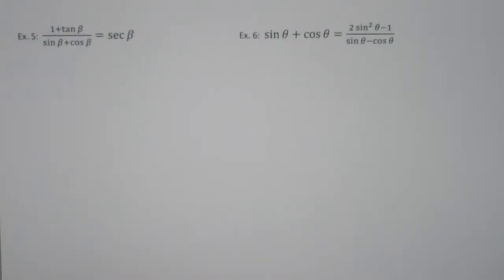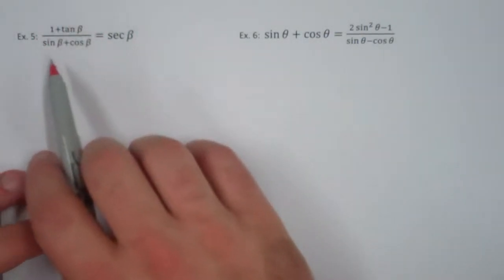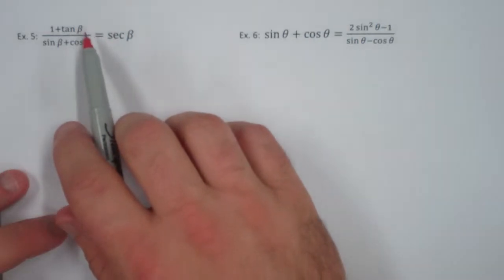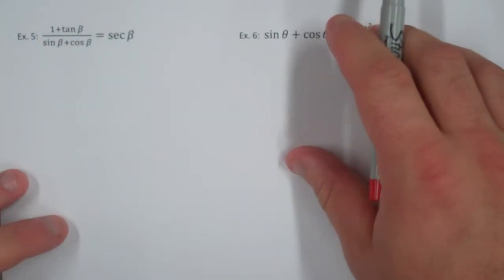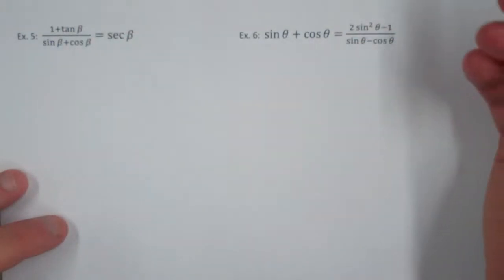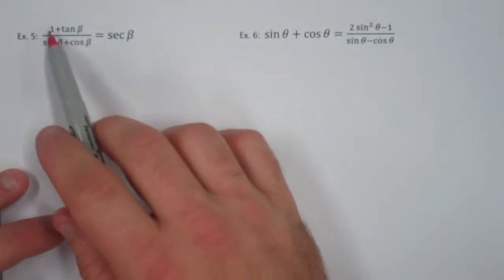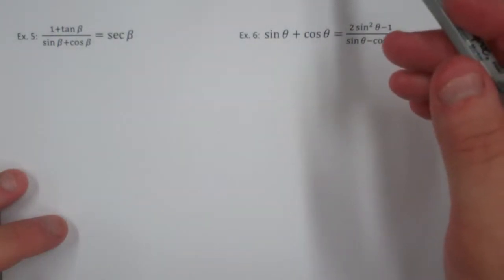In examples 5 and 6, we need to verify these trigonometric identities. So for example 5, my eyes are being drawn right here to this more complicated side. At first glance, this is really hard for me to figure out, even if I change things into sines and cosines, how this would even work. I've got a sine plus a cosine in the bottom. There's not much we can do with that. This isn't 1 plus the tangent squared, so that's kind of stuck there.